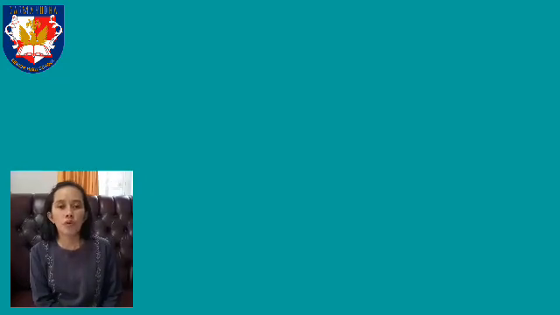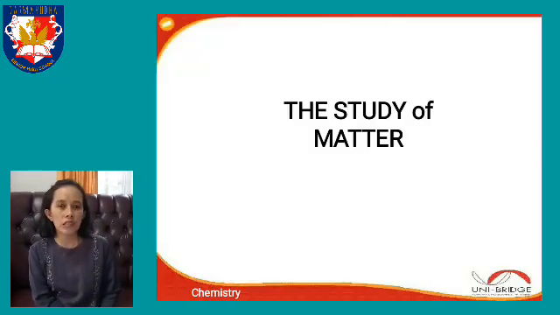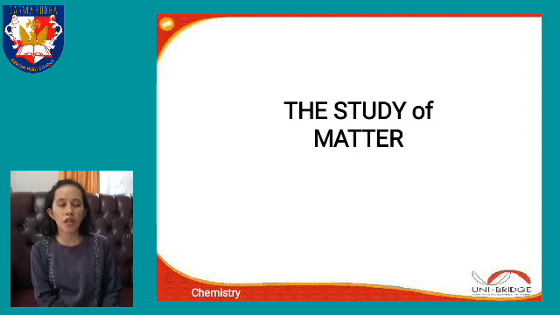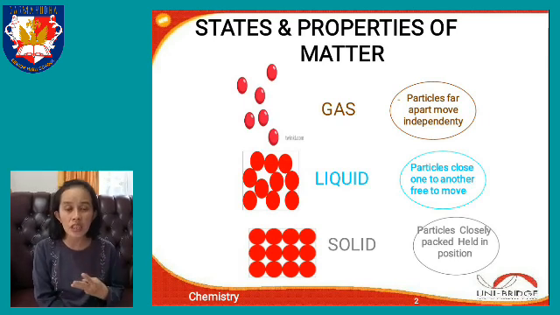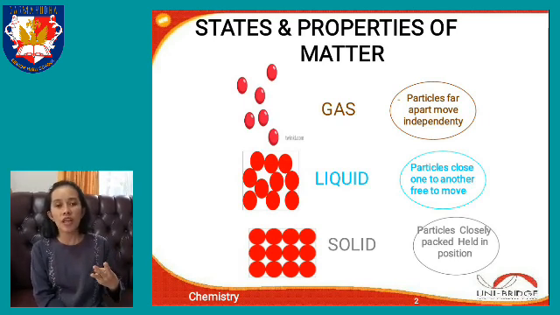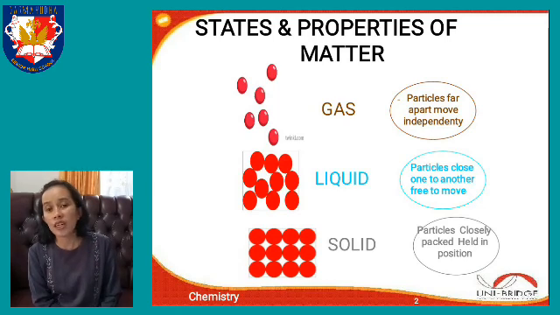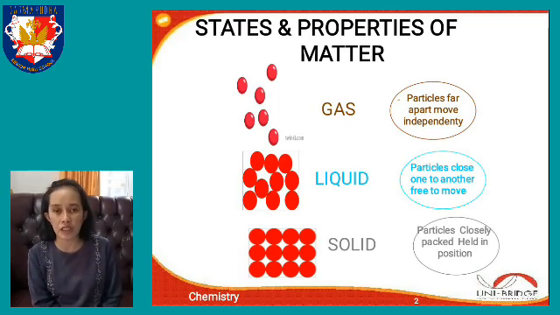The first chapter that we are going to talk about is the study of matter. As you know, when you were in junior high school, you already learned that matter is anything that has mass and occupies space. And you also know that matter has three states: solid, liquid, and gas. Solid, liquid, and gas have different properties based on the distance of particles.